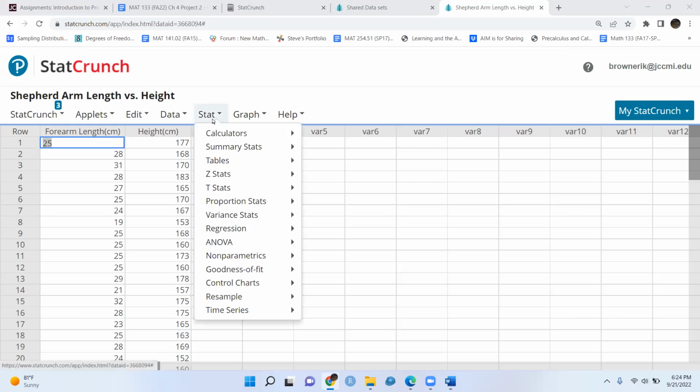Someone wanted to see the graph again. Let me show that. So the second graph we got from the simple linear.